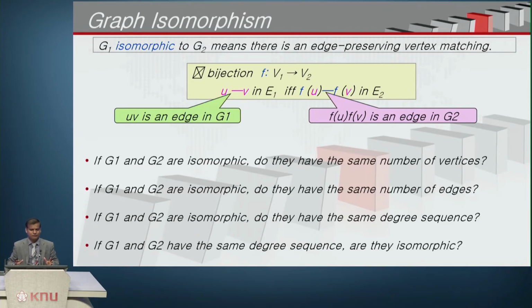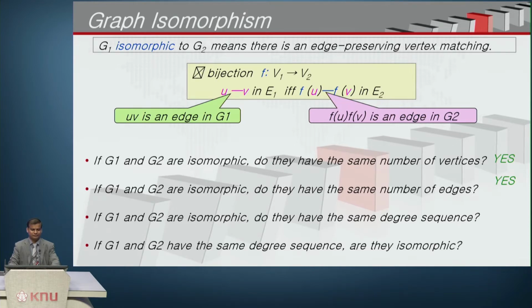Again, there are a few questions here for us to determine whether graphs are isomorphic, and they also express some of the properties of isomorphism. If G1 and G2 are isomorphic, do they have the same number of vertices? What do you think? Well, yes, they should have the same number of vertices. And if G1 and G2 are isomorphic, do they have the same number of edges? Yes, they have the same number of edges, because we talk about edge preservation.